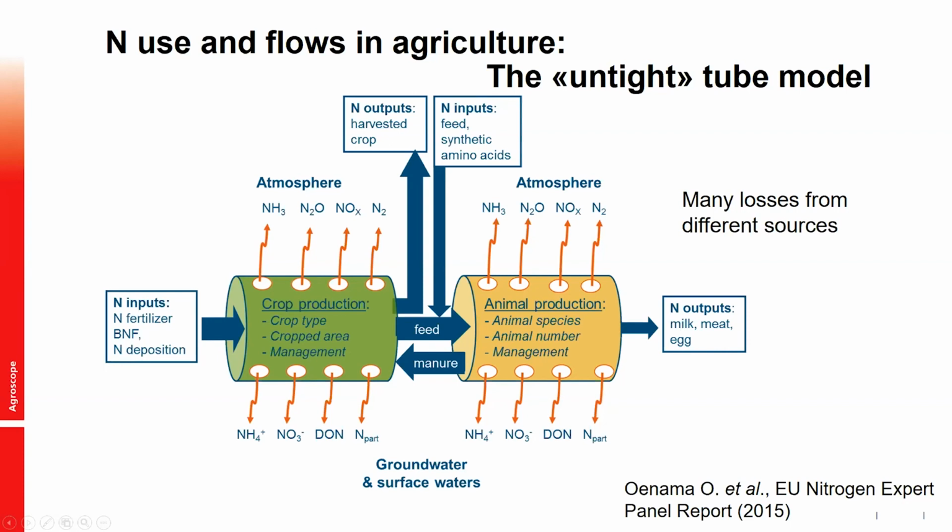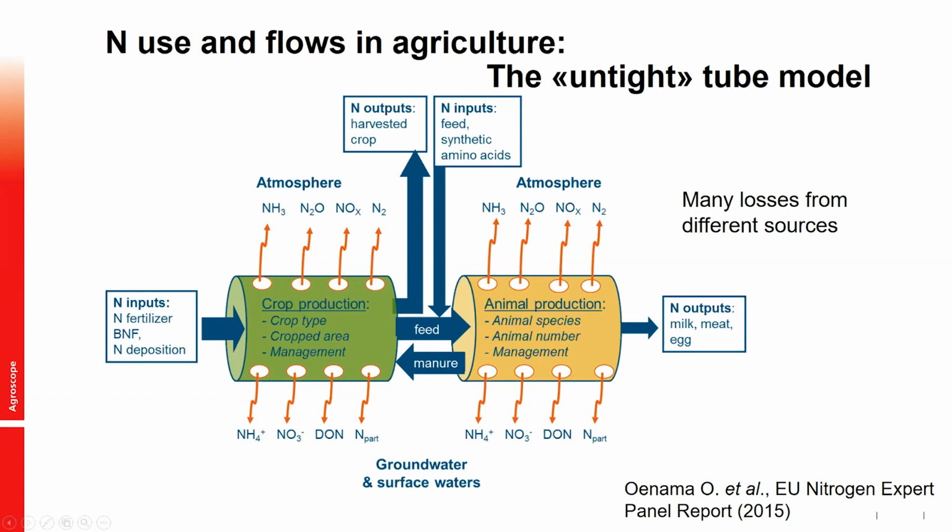And on the other side, you have the animal production system, of course, different animals, animal numbers, different management. You can see here the output of our animal systems being milk, meat, eggs, and so on. And also here, we have a lot of different possibilities for losses. And the crop outputs I did not mention before. Of course, our harvest crop is here. And to the animal side, we have the inputs of external feed and so on, and our losses can go to the atmosphere and the groundwater.